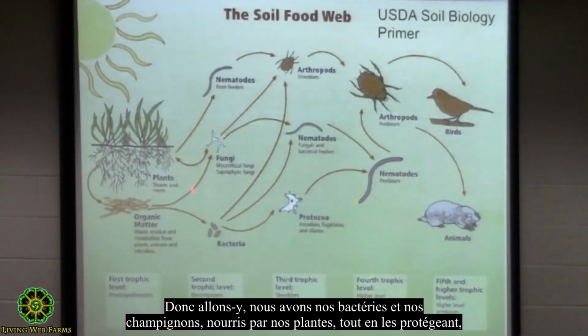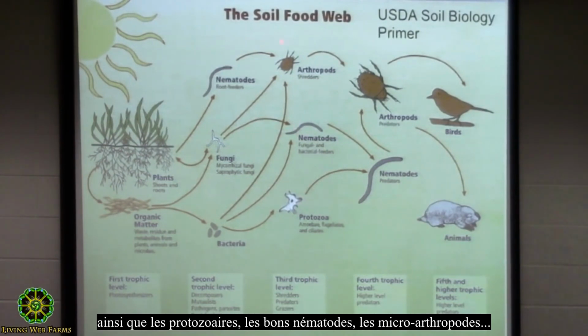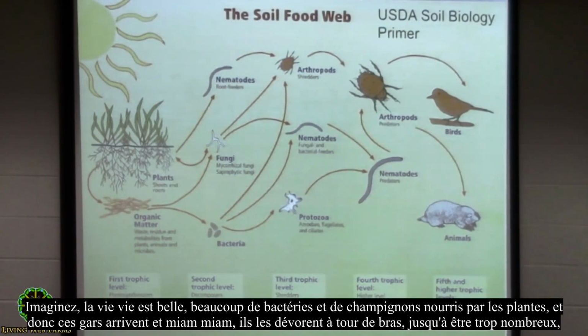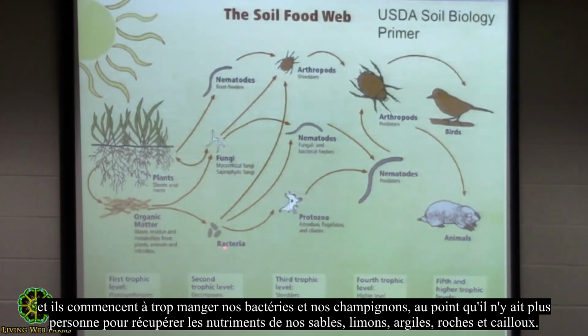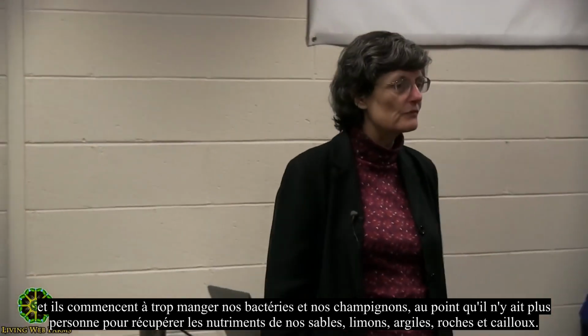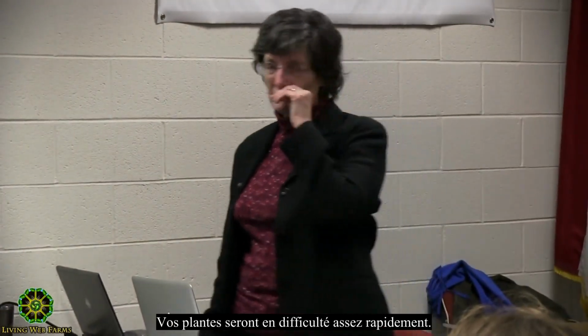So here we go, we got our bacteria and our fungi being fed by our plants, protecting our plants, the protozoa, the good guy nematodes, the microarthropods. Do we need these higher level predators? Yeah? Because what if we get too many of these growing? You know, life's really good, lots of bacteria and lots of fungi being fed by your plant, and so these guys just chow down, chewing away, and we get too many of them. And they start overeating your bacteria and fungi. So now there's nobody to pull the nutrients out of your sands, silts, clays, rocks, and pebbles. Your plant's going to be in trouble pretty fast.